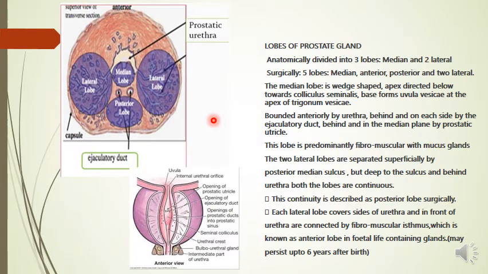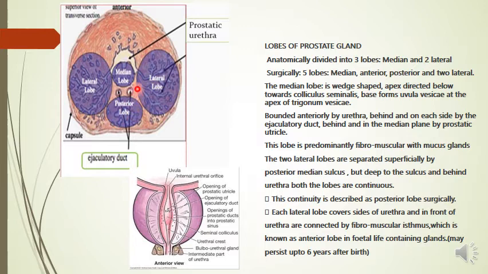Now coming to the lobes of the prostate gland. Anatomically we will see 3 lobes in the prostate, whereas surgically we will see 5 lobes. What are the anatomical lobes? One median lobe in the center and 2 lateral lobes. These are the anatomical lobes that we see, but surgically important lobes are 5. One median lobe, right, and then one anterior lobe. This one is the anterior lobe, and 2 lateral lobes and 1 posterior lobe. These are the 5 surgically important lobes of the prostate.